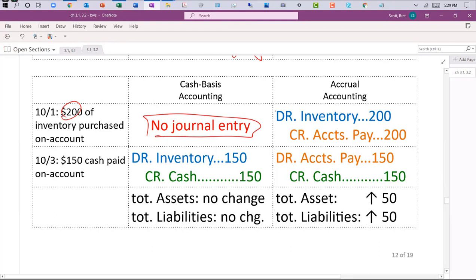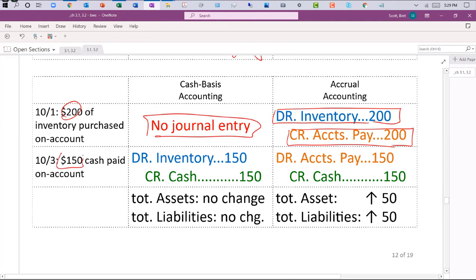Under accrual basis accounting, it says, look, if you got $200 worth of value, that's what you got. Record what you gave. In this case, I didn't give cash, I gave a promise. So it's not cash that's driving the transaction under accrual accounting. It's the exchange of value. I got $200 worth of something. I gave $200 worth of something. My promise, my word is worth $200.